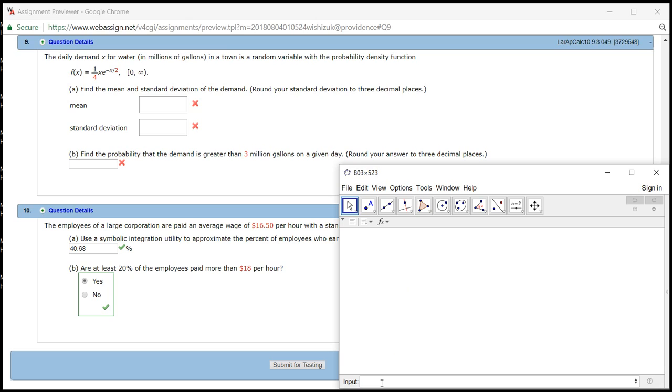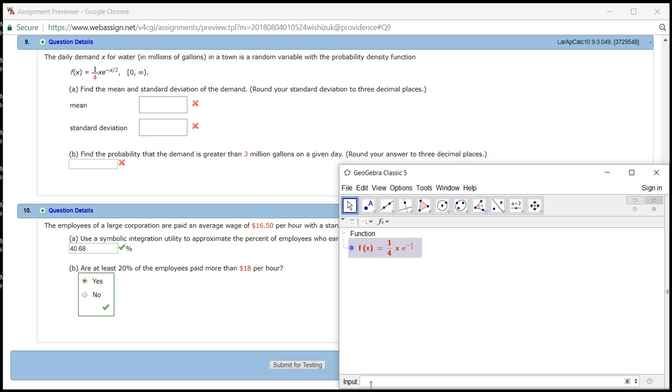We have GeoGebra opened up. So I'm going to define f of x to be 1/4 x times e to the negative x over 2. Hit enter. So this is the probability density function.